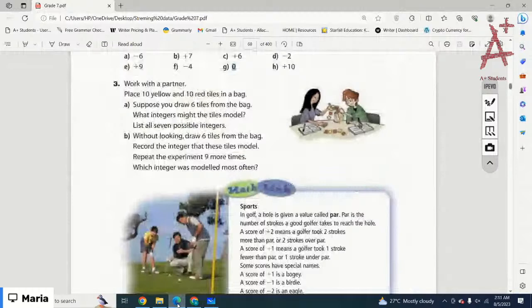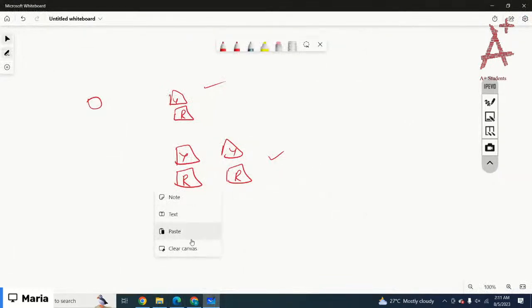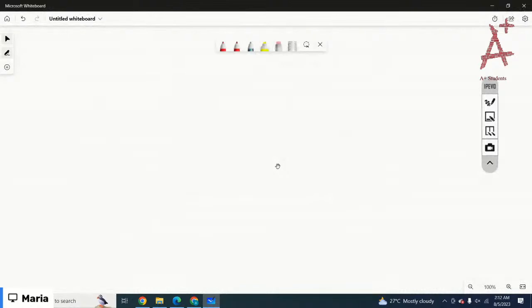Okay, you have 10 yellow tiles and 10 red tiles. You have to draw 6 tiles from the bag, and then you have to see what different combinations of numbers these 6 tiles make. Let's suppose you have 10 red and 10 yellow tiles, question number 6. You have to draw 6 tiles, for example yellow tiles and red tiles, and see what integer they make.